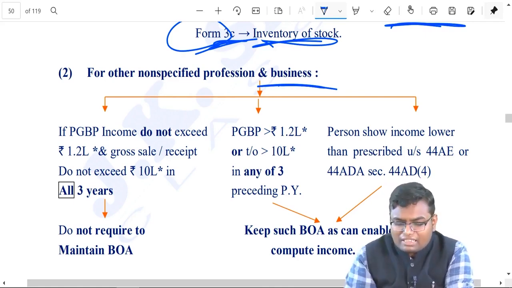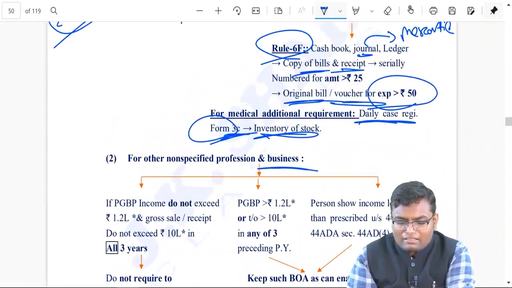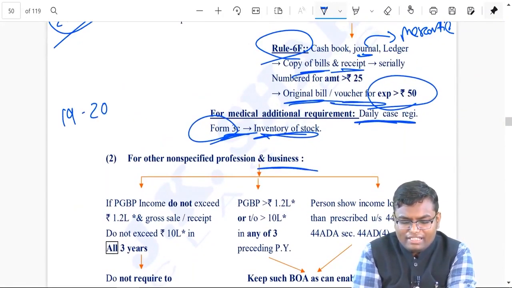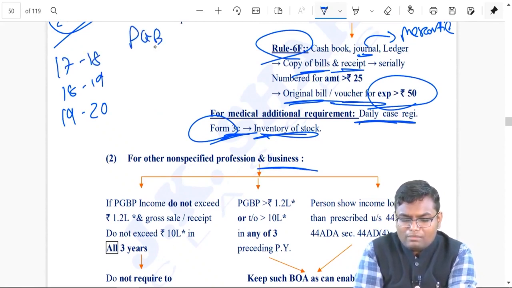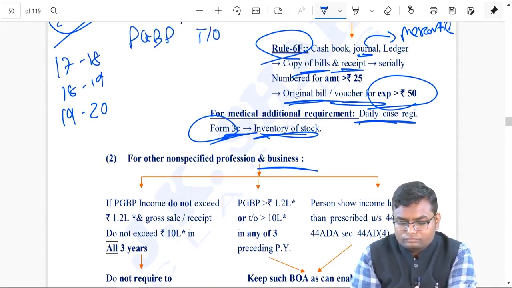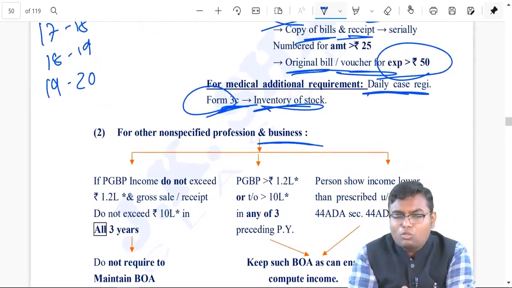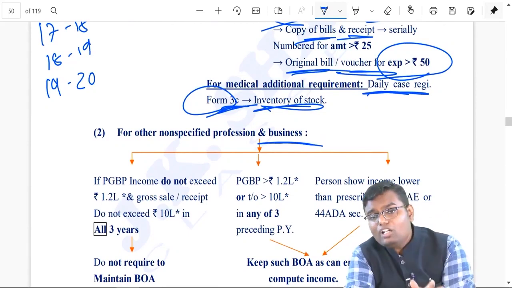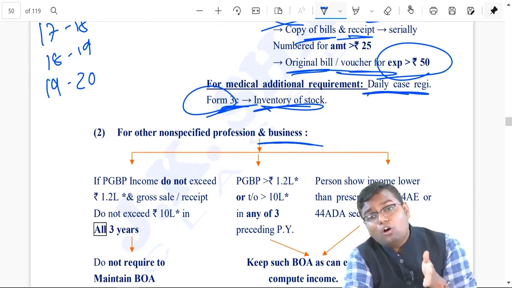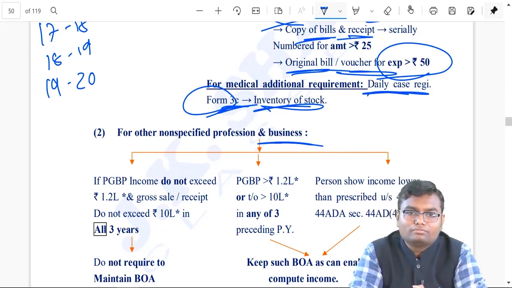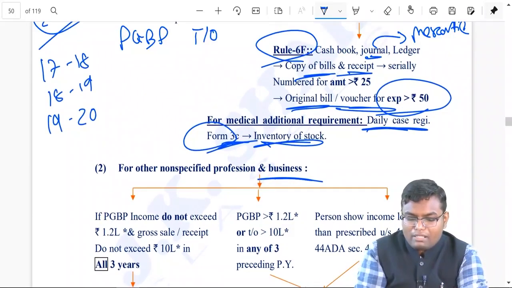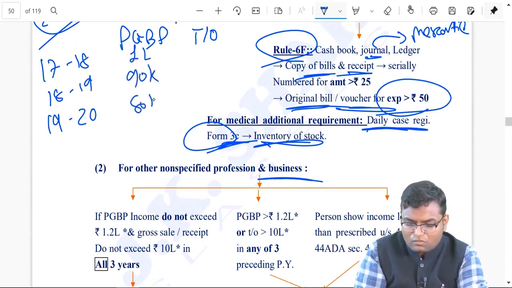For all the past 3 years, we have to check. So past 3 years means for us 19-20, 18-19, 17-18. What do I have to check? Two things, PGBP income also, turnover also. What they said, if in the last 3 years your PGBP income was not more than 1.2 lakh and your turnover was not more than 10 lakh, in all the 3 years it was not more than the limit. Let's say in 17-18, my PGBP income was 1 lakh, here 90,000, here 80,000. My turnover 5 lakh, 4 lakh, 8 lakh.